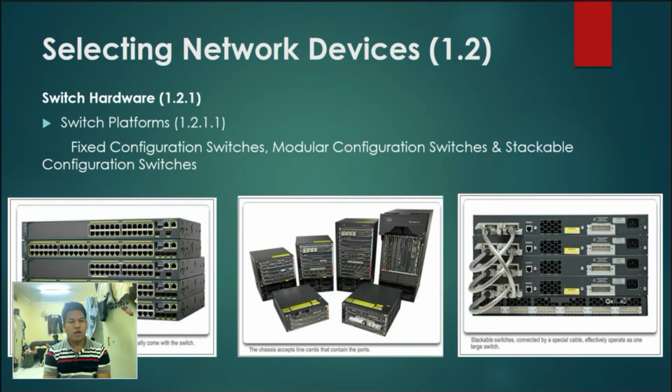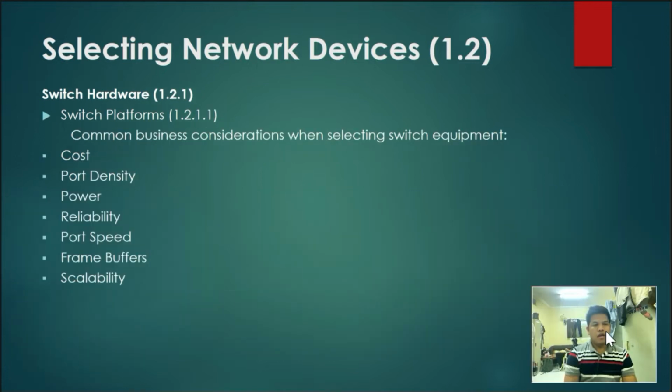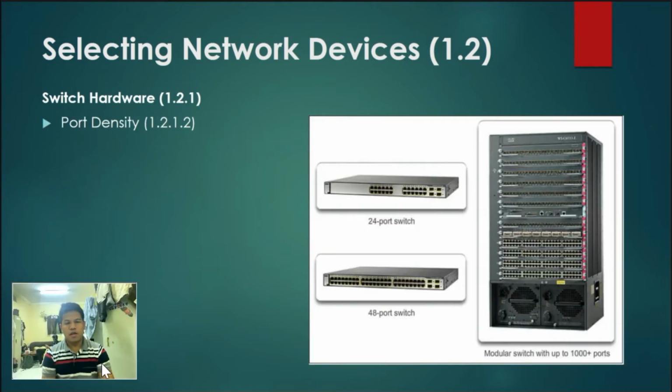And for the switch platform, when selecting the switch, the administrator must determine the switch form factors. It includes the fixed configuration, the modular configuration, and the stackable configuration. These are the common business considerations when selecting switch equipment: cost, port density, power, reliability, port speed, frame buffers, and scalability. The port density of a switch refers to the number of ports available on a single switch, as shown in this figure.